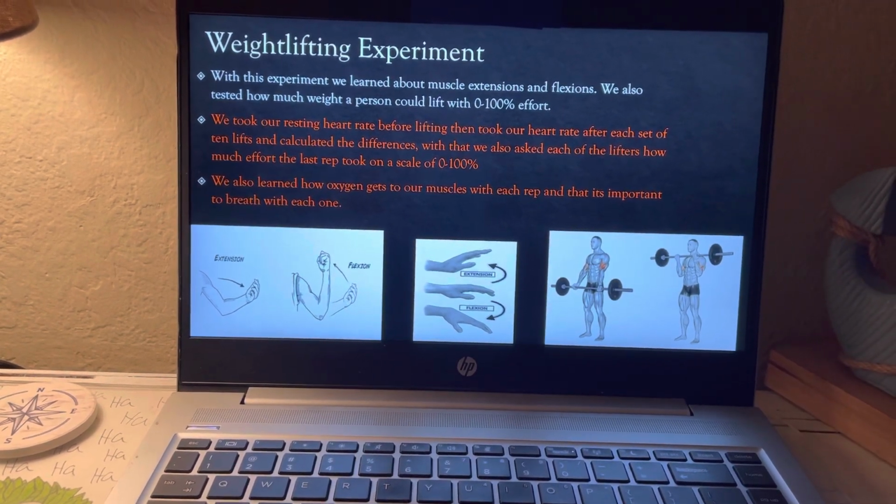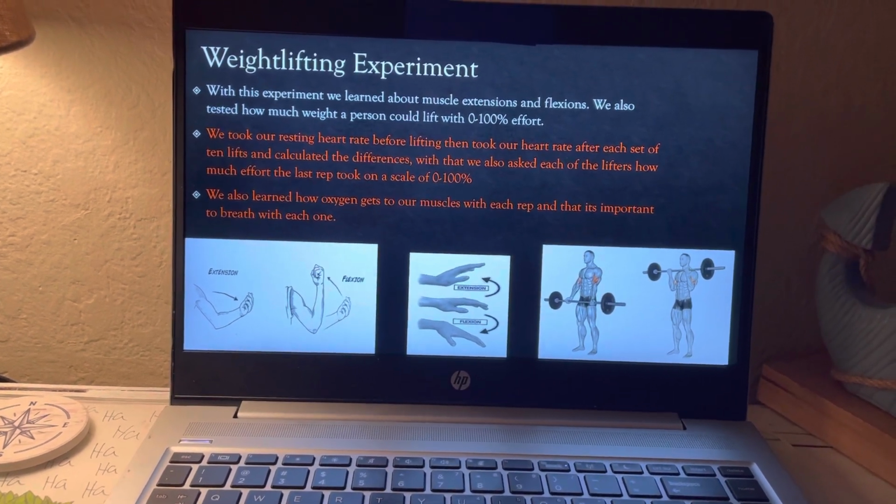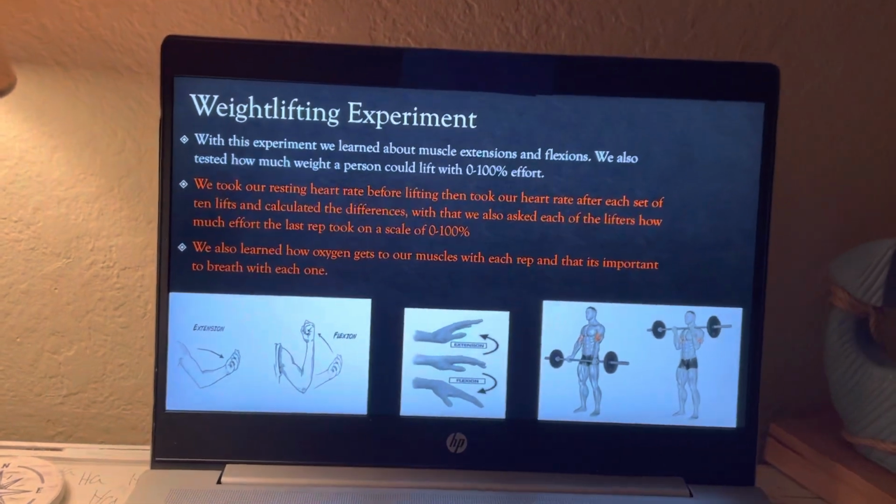We also learned how oxygen gets to our muscles with each rep and that it's important to breathe with each one.